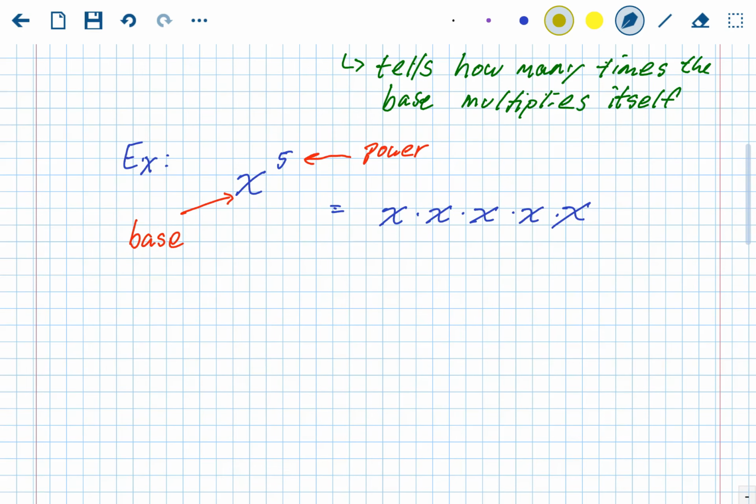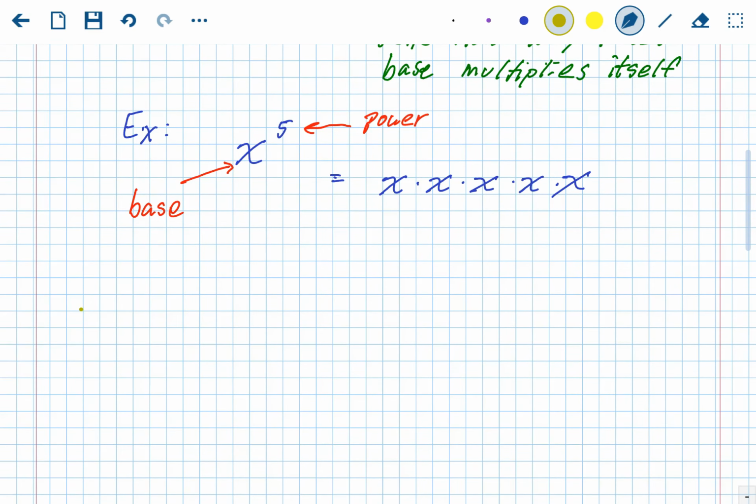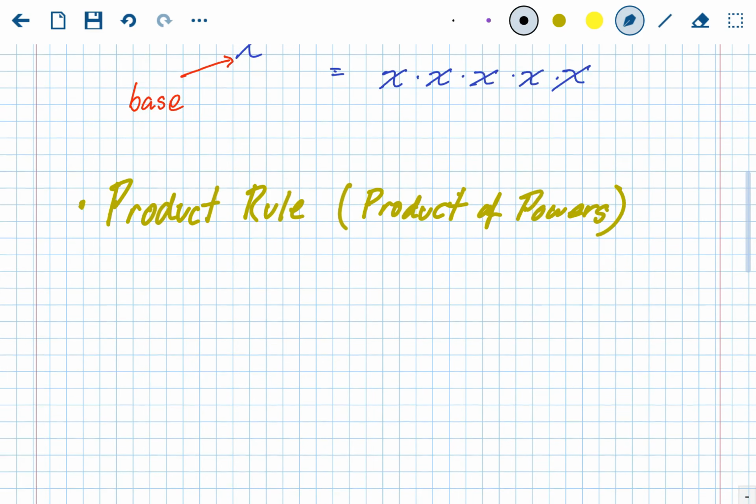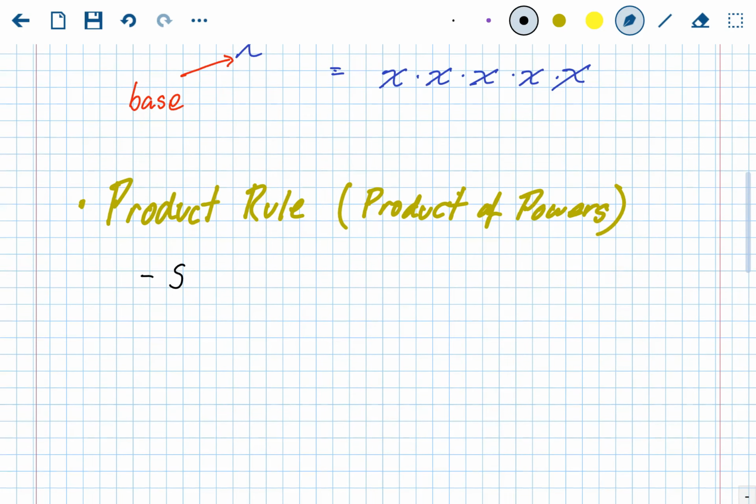Okay, so now we're going to look at the properties of exponents. There's 5 main ones. The first one is the product property, or we'll call it the product rule. It's also sometimes called the product of powers. The product rule states that if you have 2 of the same base being multiplied together, then you just add their exponents. So if you have 2 of the same base, the same big number or the same big variable, and you're trying to multiply them together, then you want to add their exponents.